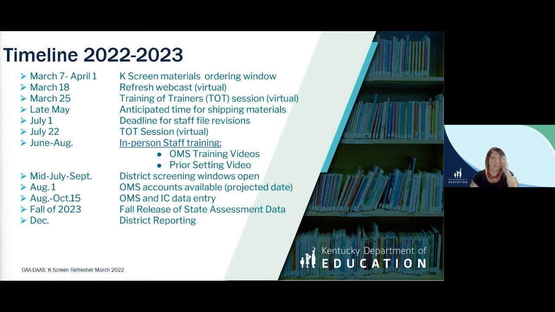Curriculum Associates has been accepting orders since early March and will continue until April 1st. These materials should arrive in early May, so your trainings can begin in June. Please take note of the August 1st date. This is a projected date of when OMS accounts will be available. Please refer to DAC emails to ensure that this date has or has not changed.